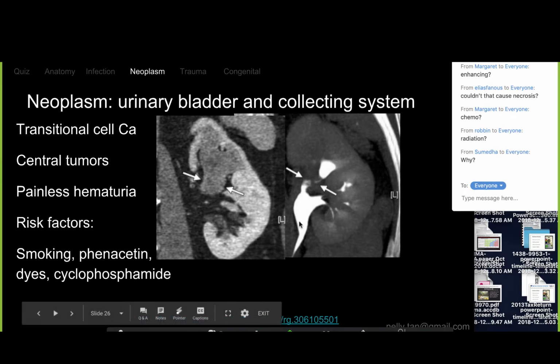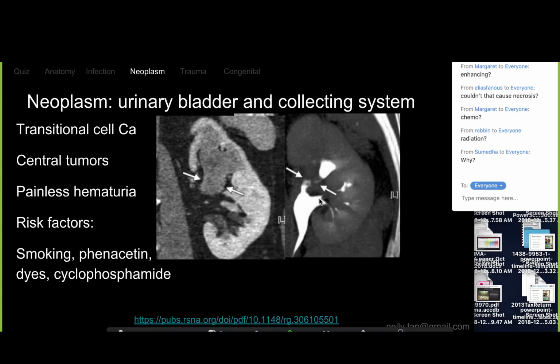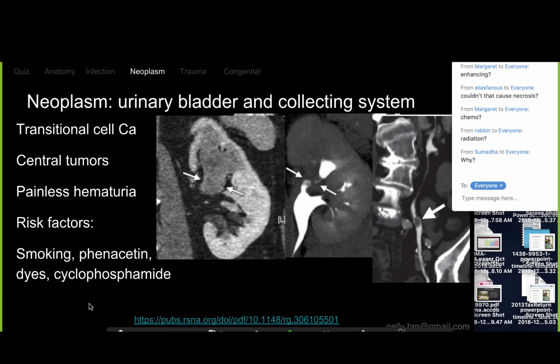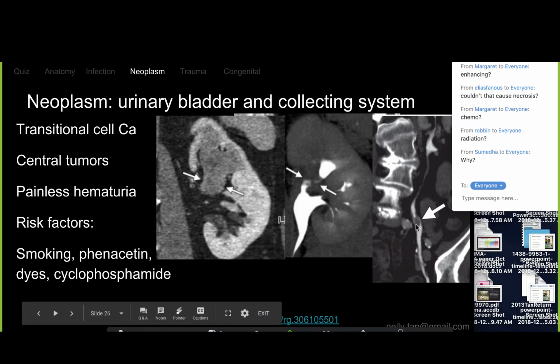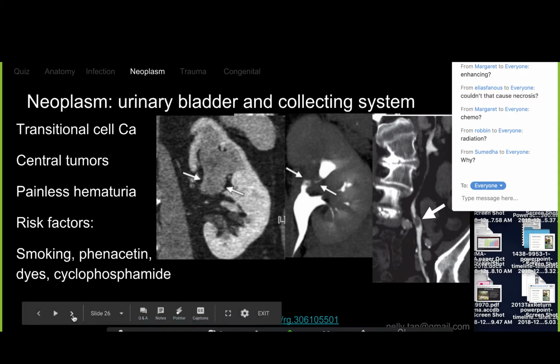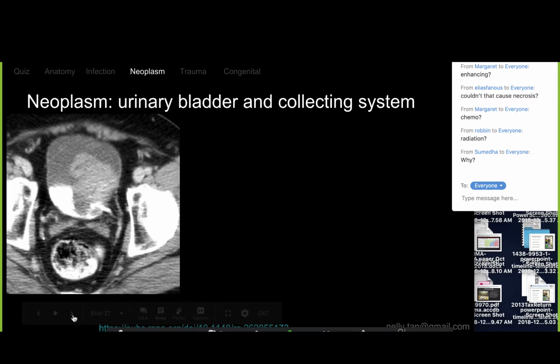This is the excretory phase of the urogram, and what we see in the normal calyces is this filling defect within it. This is what TCC looks like; it causes a filling defect. And here we see a filling defect within the mid-distal ureter. This is the urographic, excretory phase, so you can see these beautifully with CT urogram. That's why it's the study of choice for patients with painless hematuria.